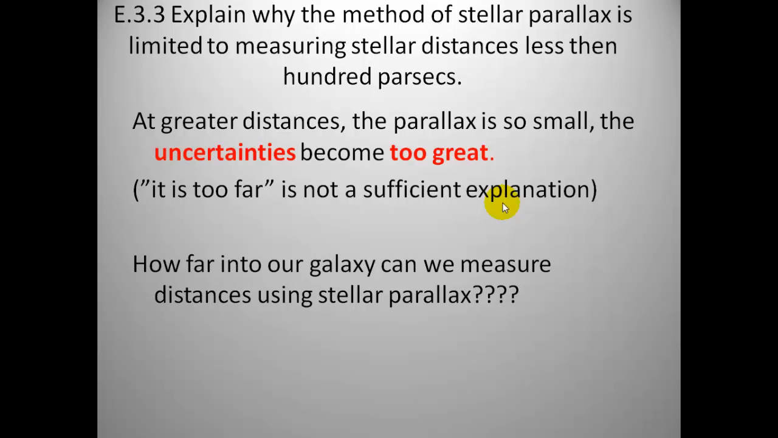How far into a galaxy can we measure distances using stellar parallax? We're talking about less than 100 parsecs, or less than 300 light years. You know that the thickness of the galaxy where we are is around 10,000 light years. So it's only very, very close stars that we're able to use this method for measuring the distance.